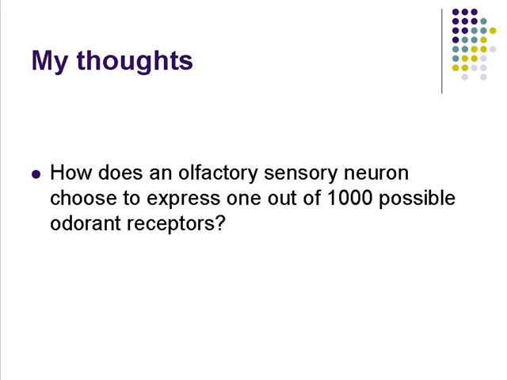I found this article very interesting and helpful when it came to my research in sensory topographic maps in the brain. Of all the sensory maps, the olfactory map is one of the least studied so far, but more research is being done. One of the main questions I would like to have answered in the field is, how does an olfactory sensory neuron choose to express 1 out of 1,000 possible odorant receptors? I think it's fascinating that a cell can choose 1 out of the 1,000 and hope that this question is soon answered.